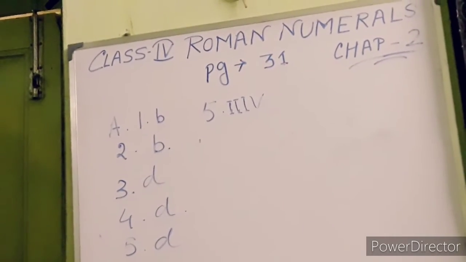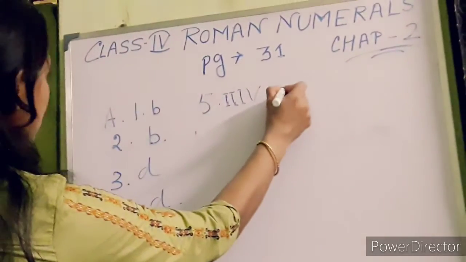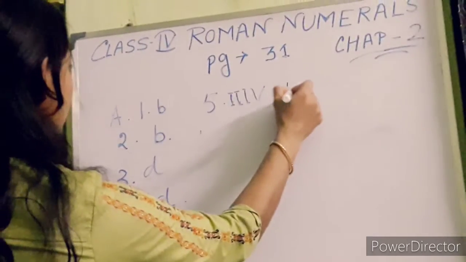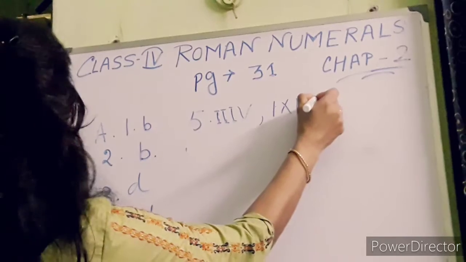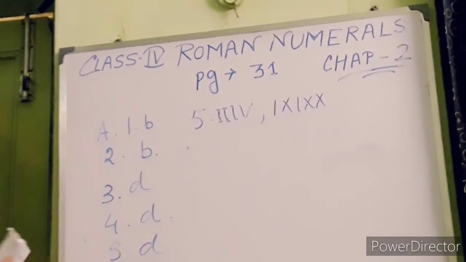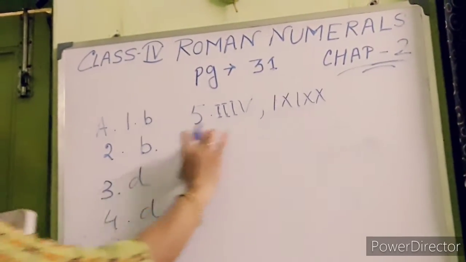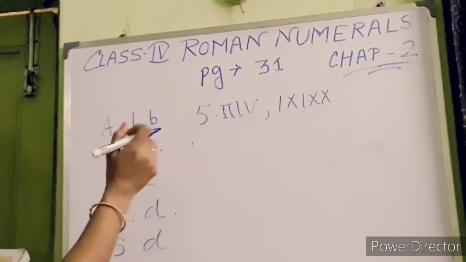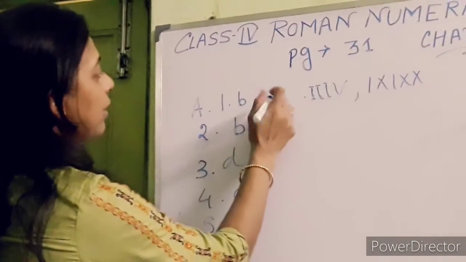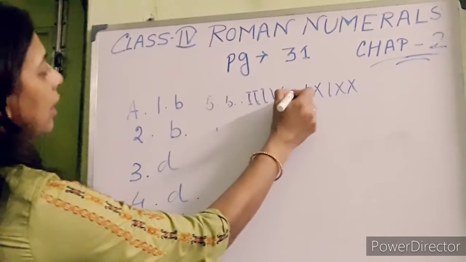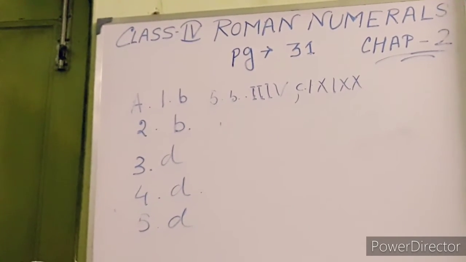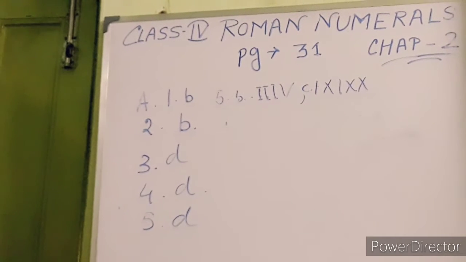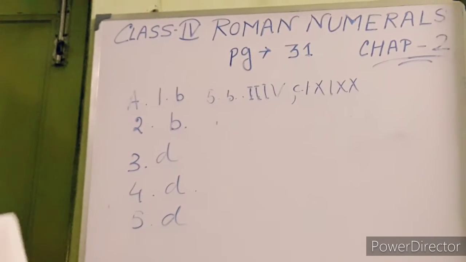Next, C is also meaningless. I, X, you cannot write in this way. So these two are meaningless. So B and C are meaningless. D is also correct. XII means 12.